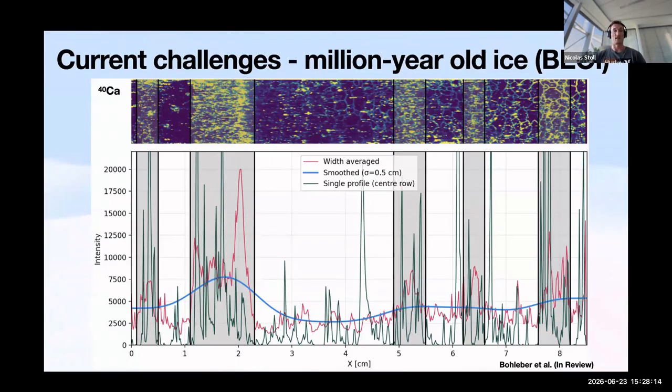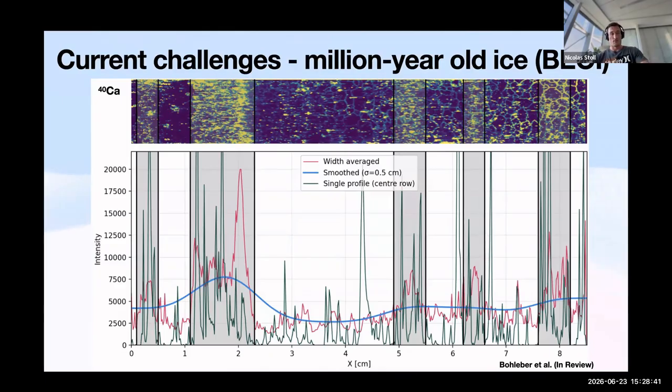So on top, you can see calcium along a little bit more than 8 centimeters. So the x-axis shows you the sample length. And if you just look at the image, you can really see that there are different layers in the ice, right? This is what I was showing you in the beginning with the visual stratigraphy, with those gray and white and brown images. These layers we can also see in the chemistry with this method very clearly now.